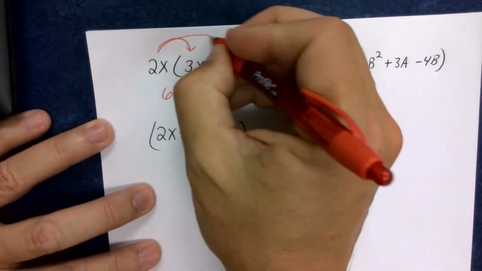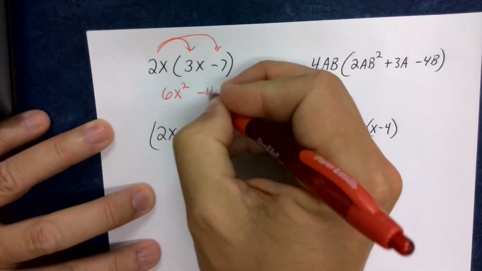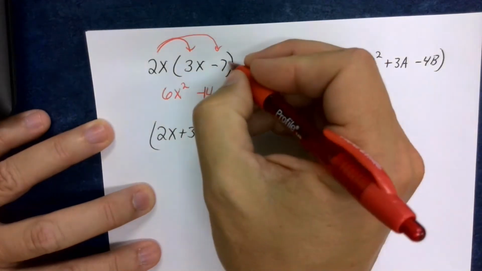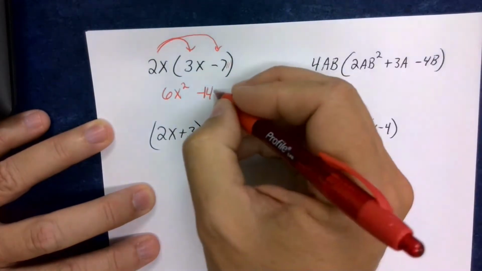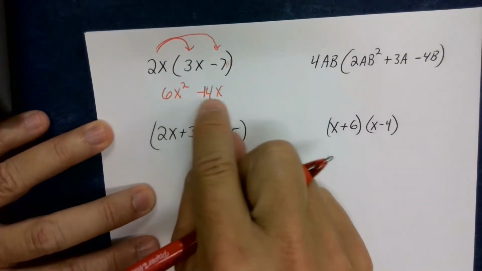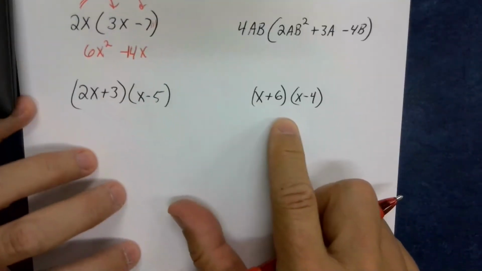And then I simply distribute to the second part. 2 times negative 7 is negative 14. So there's my negative 14. And then x times, basically it's 1. There's like a 1 in there, so that's just an x. There's just a single x when I distribute it in. So 6x squared minus 14x, and that's what that looks like if I multiply those two things together.